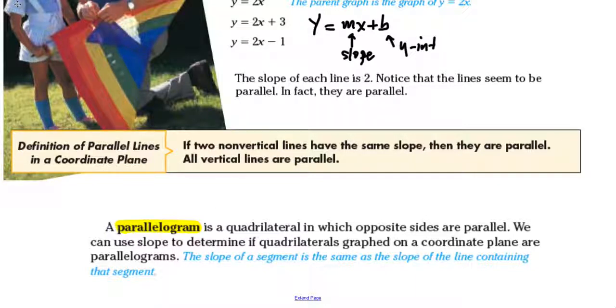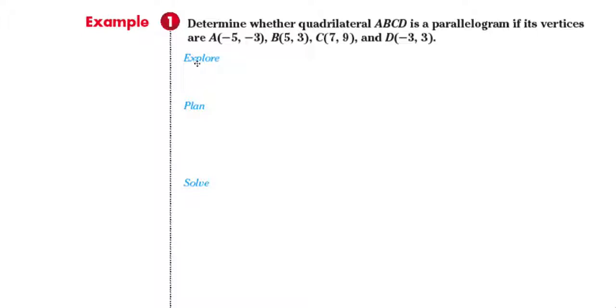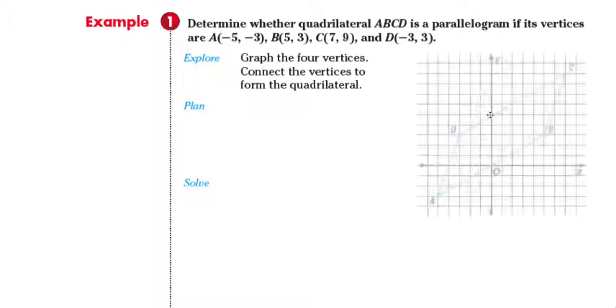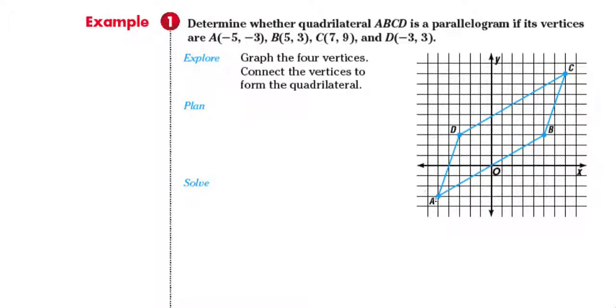So let's look at example 1 and see how this one works. Determine whether quadrilateral ABCD is a parallelogram if its vertices are A(-5, 3), B(5, 3), C(7, 9), and D(-3, 9). First, we need to graph the four vertices and connect the vertices to form a parallelogram, such as this one. So vertex A, vertex B, C, and D.